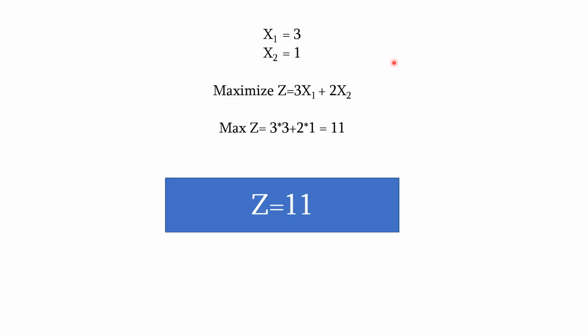So x1 is equal to 3, x2 is equal to 1, and max z is equal to 3x1 plus 2x2. Max z is equal to 3 into 3 plus 2 into 1, which is equal to 11. The answer is 11.